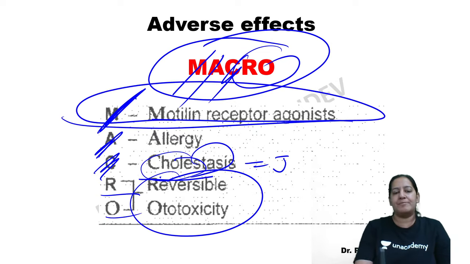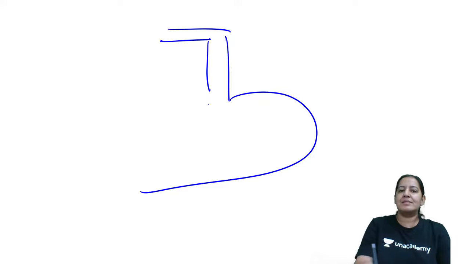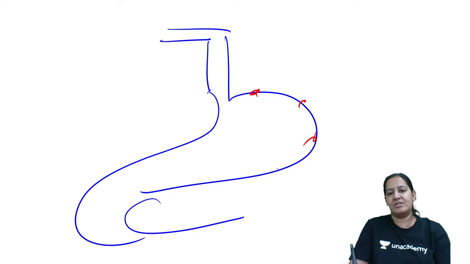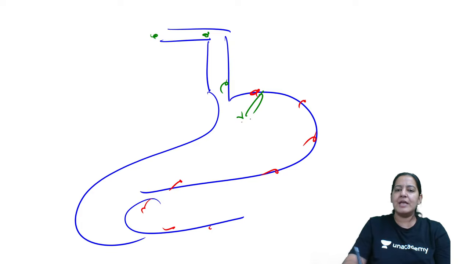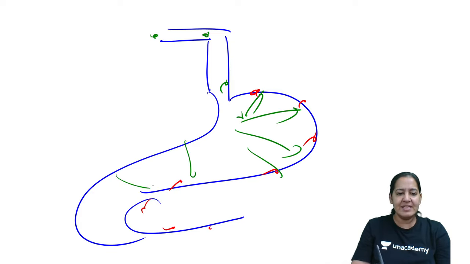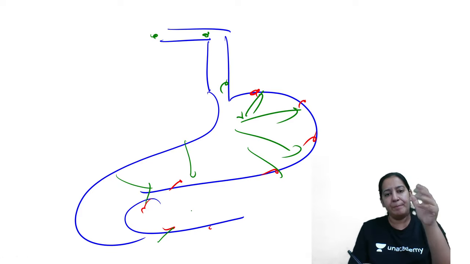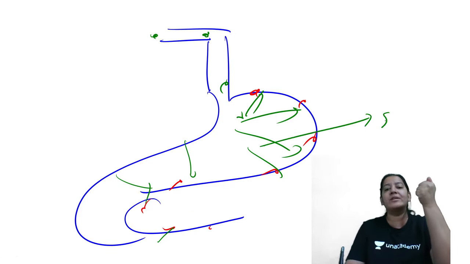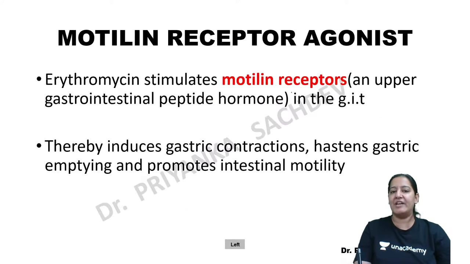Start with motilin receptor agonist. Humans have a receptor in the esophagus, stomach and intestine. The name of the receptor is motilin. We all have these receptors, but they are inactive. Once we take the tablet, erythromycin is an agonist of these receptors. Once these receptors are stimulated, peristalsis starts. Sometimes peristalsis becomes so excessive that it goes into spasm and the patient can have spasmodic pain. Spasmodic pain can be a side effect because of this.